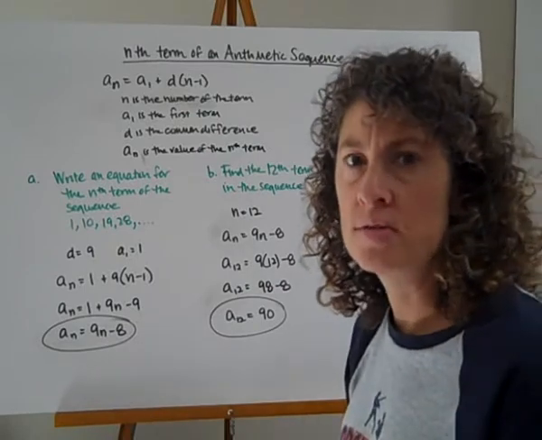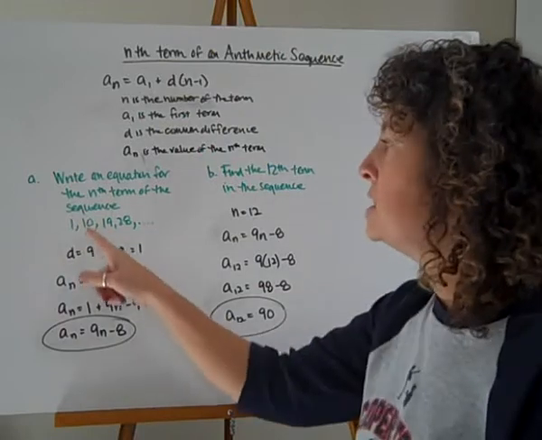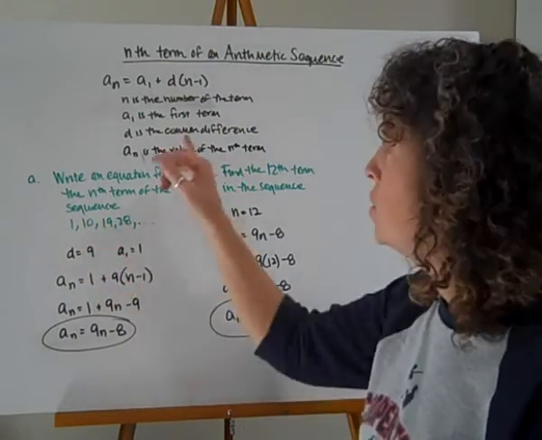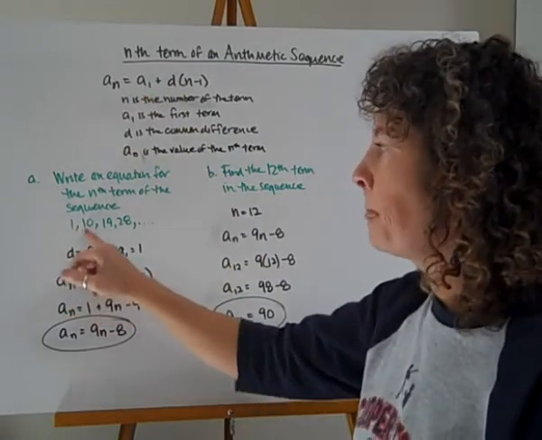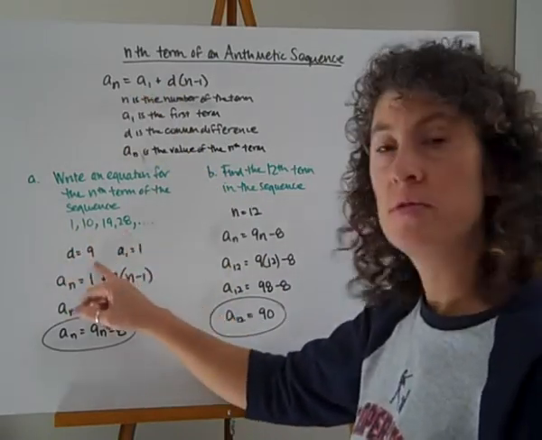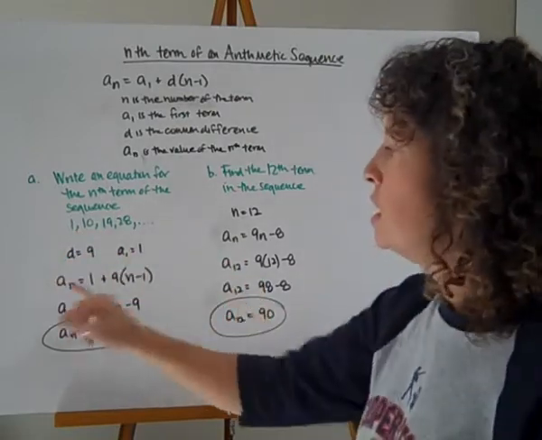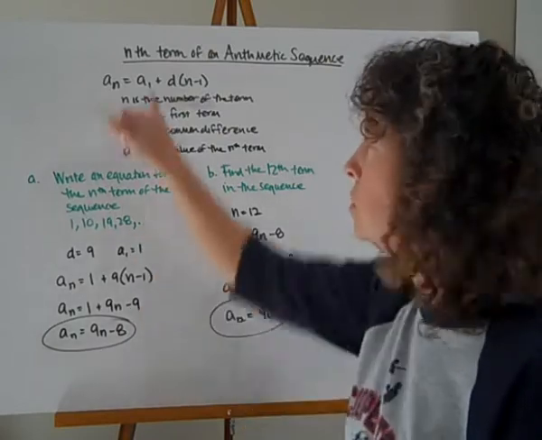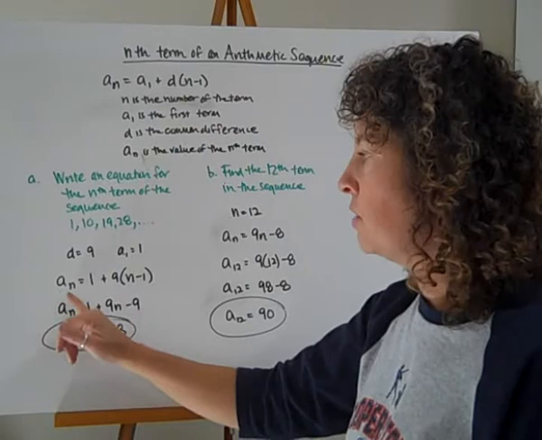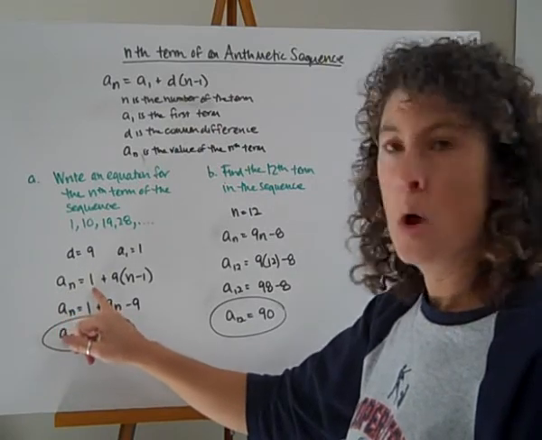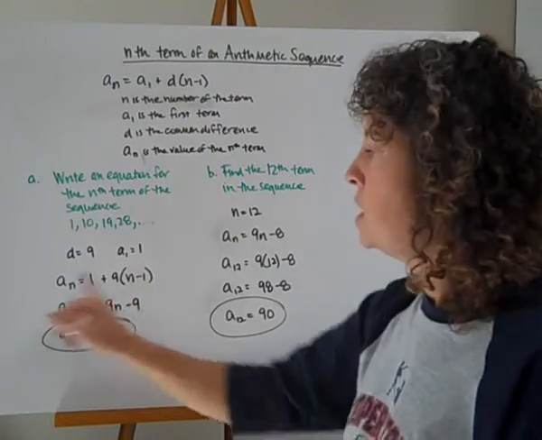Let's put this into use and see if it makes a little more sense. Write an equation for the nth term of the sequence 1, 10, 19, 28. So we need to find the common difference and the first term. The common difference here is 9, since I'm adding 9 each time. The first term is 1. We're just going to pull that right out of the sequence. So I'm going to plug those values into the form of the equation: a sub n, whatever term I'm looking for, equals the first term, 1, plus my common difference of 9, and then in parentheses n minus 1. So this is how we set this up.